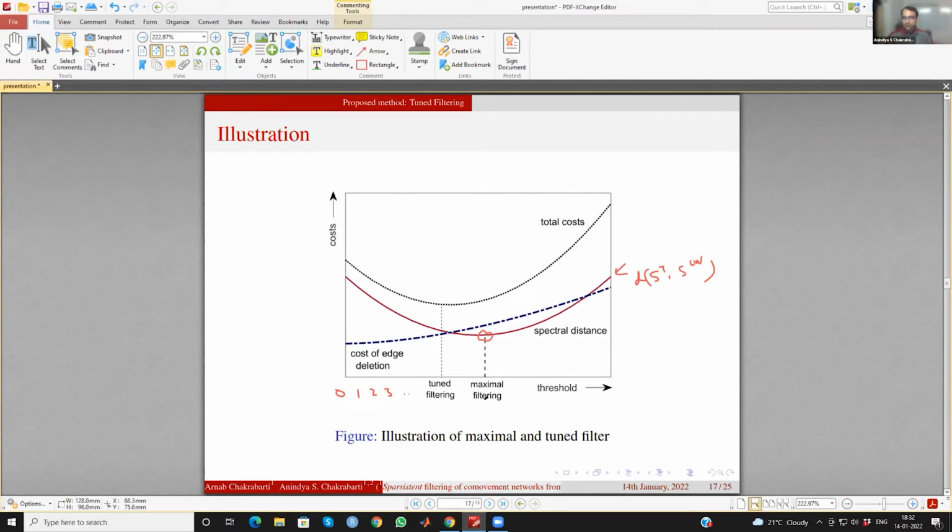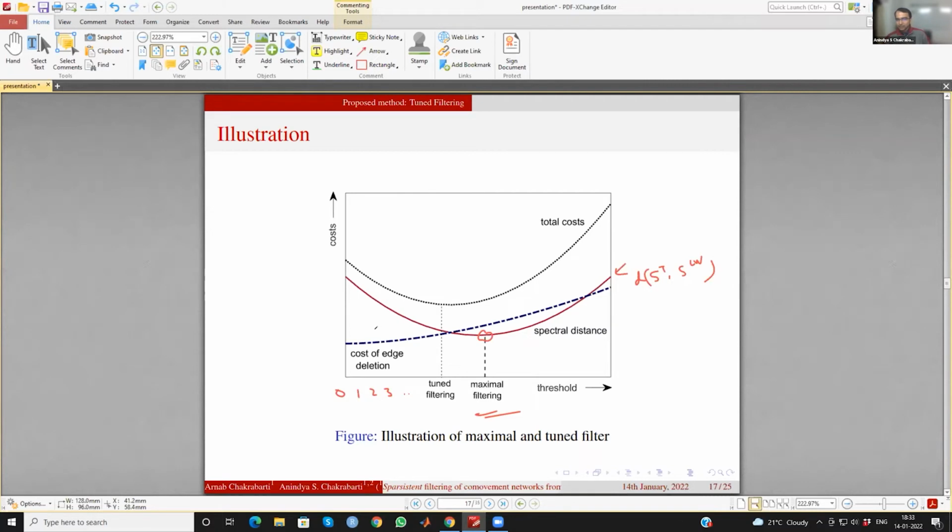That is something that we are calling maximal filtering. So this is the maximum amount of filtering that you should do. If you go any further, then the spectral distance again starts increasing. So you just stop. That is the maximum amount, as you are getting the closest to that.